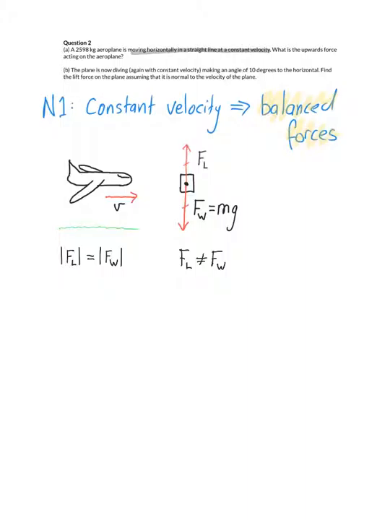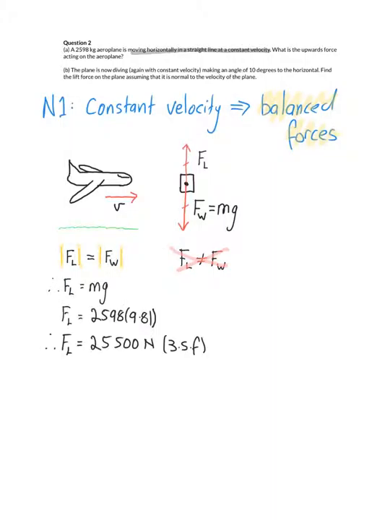One point to note here is that I cannot write down FL equals FW, as these are vector quantities and they are pointing in opposite directions, but I can claim that their magnitude, the length of the vectors, is the same. Finishing off the calculation, using FL equals mg, I find that the lift force in magnitude is 25,500 newtons to 3 significant figures.